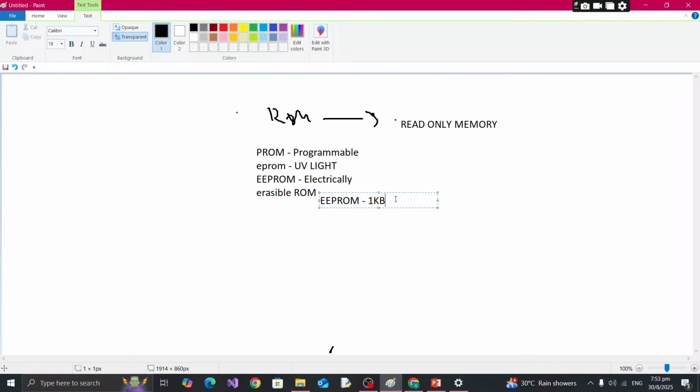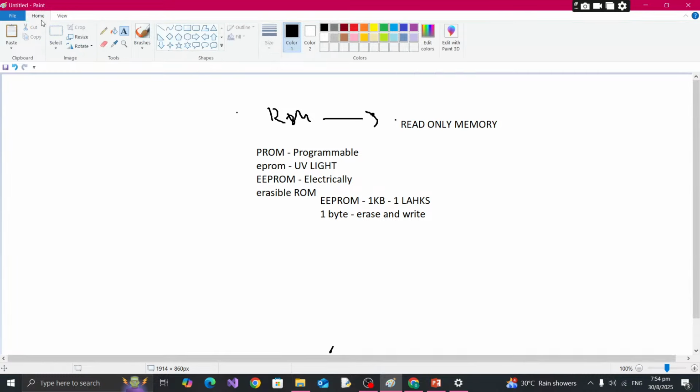And since it is an erasable EEPROM, how many times can I erase and rewrite? According to some resources, 1 lakh times. Then how much can I write or erase in a single pass? I can erase and write 1 byte at a time. If I want to erase and write 128 bytes, I should do it 128 times.